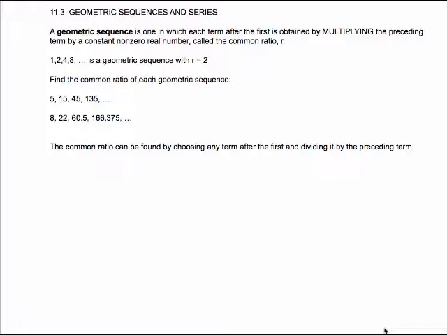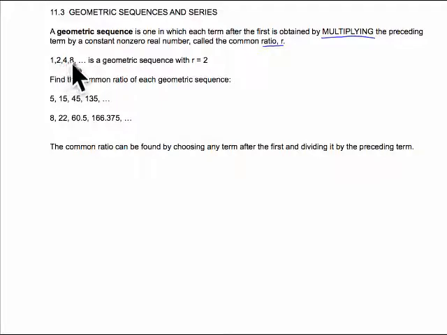This is Pre-Calc, section 11.3, geometric sequences and series. A geometric sequence is one in which each term after the first is obtained by multiplying the preceding term by a constant non-zero real number called the common ratio r. Remember, in arithmetic sequences and series, each new term was obtained by adding or subtracting a number. Now we're going to multiply by a non-zero common ratio.